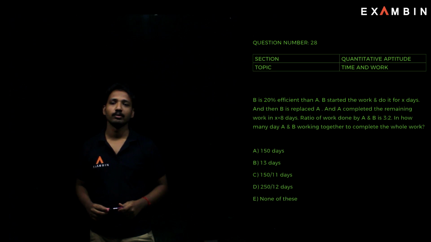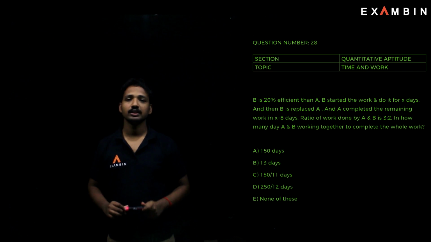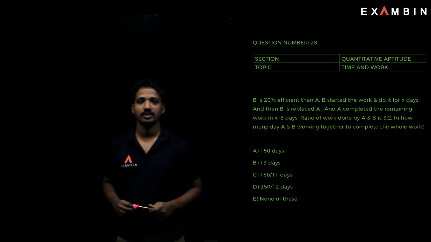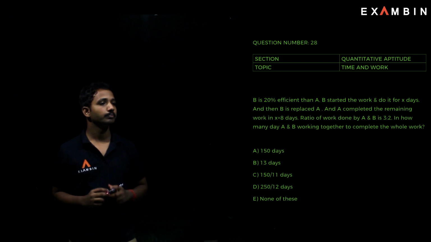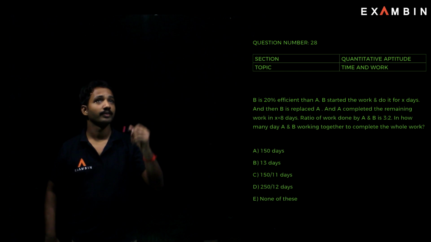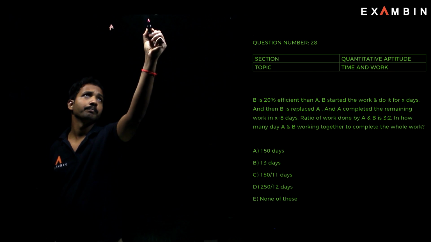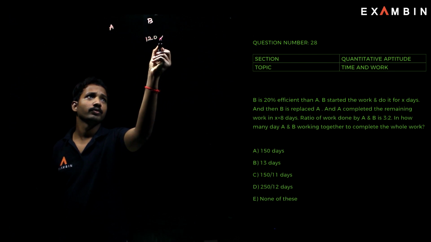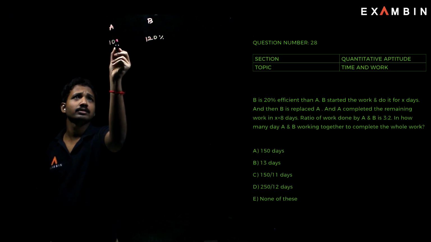Now we will see a problem based on time and work. This question has been asked in the SBI PO Prelims 2017 examination. The question is: B is 20% more efficient than A. So A, B. B is 20% more efficient. So B would be 120% and A is 100%.